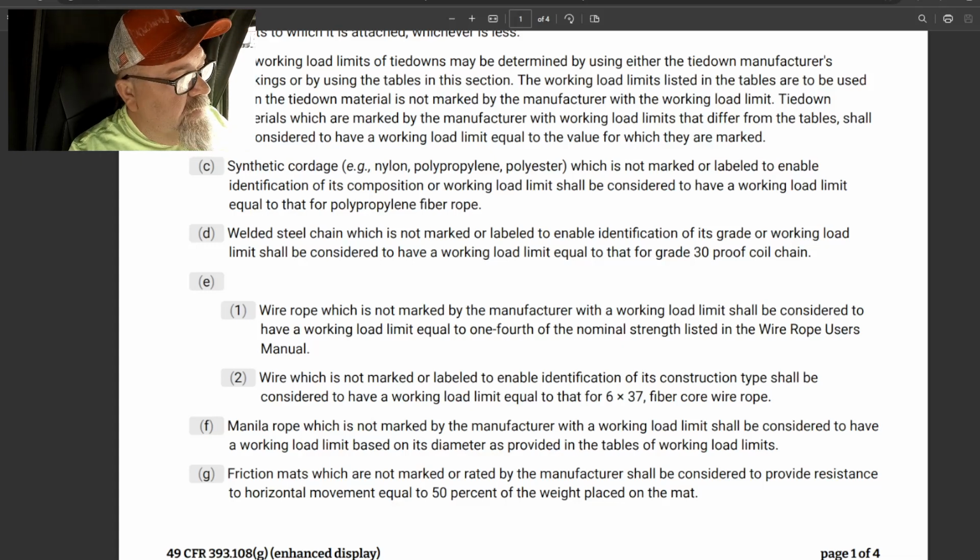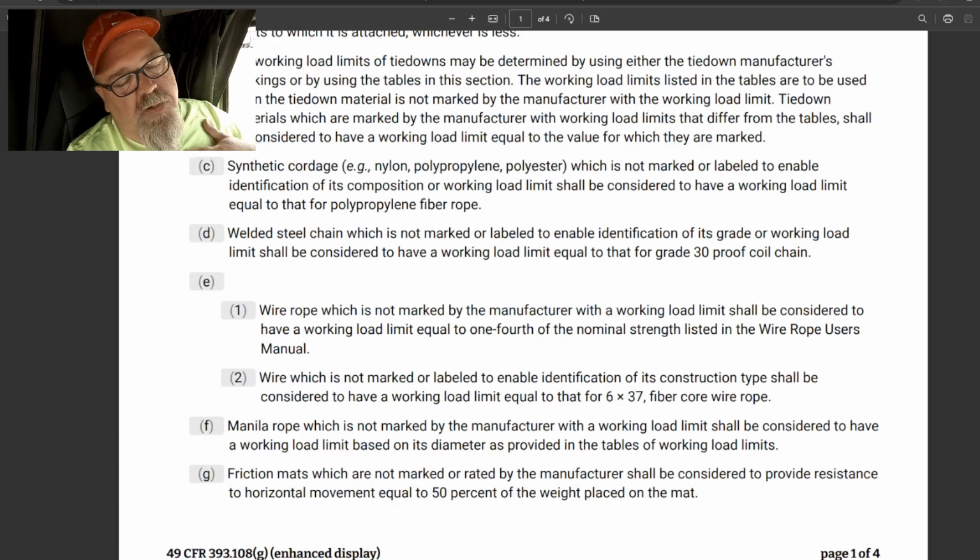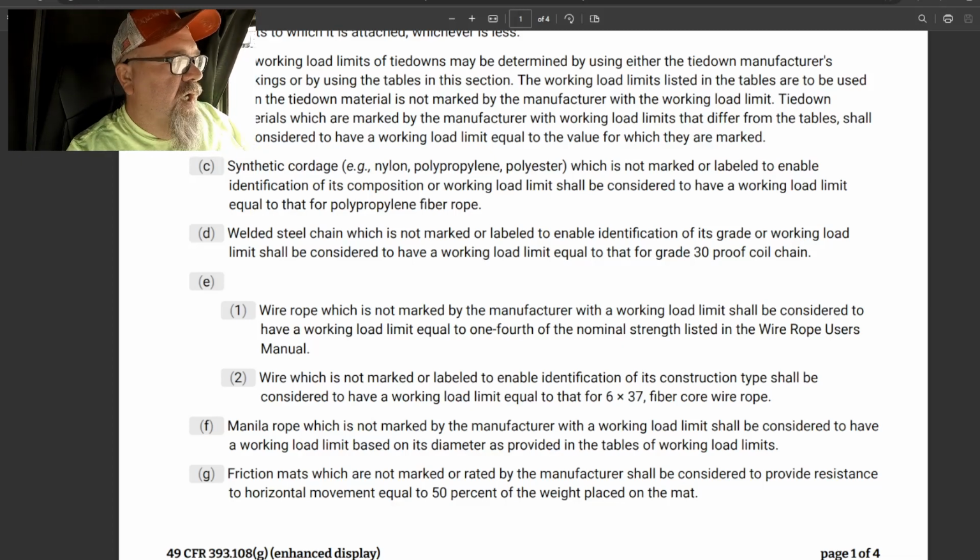Wire rope, which is not marked by the manufacturer with a working load limit, shall be considered to have a working load limit equal to 1/4 of the nominal strength listed in the wire rope user's manual. You know, most times we don't use wire rope. I never use wire rope, so I really don't consider that. Most times on your normal loads we don't. Now you have your log trucks and stuff like that. Now they'll use the wire rope, so it's more pertaining to them. I can't really talk about that because I don't haul logs, so I will save that for somebody else. That is not my area of knowledge very well, so I don't even worry about that one.